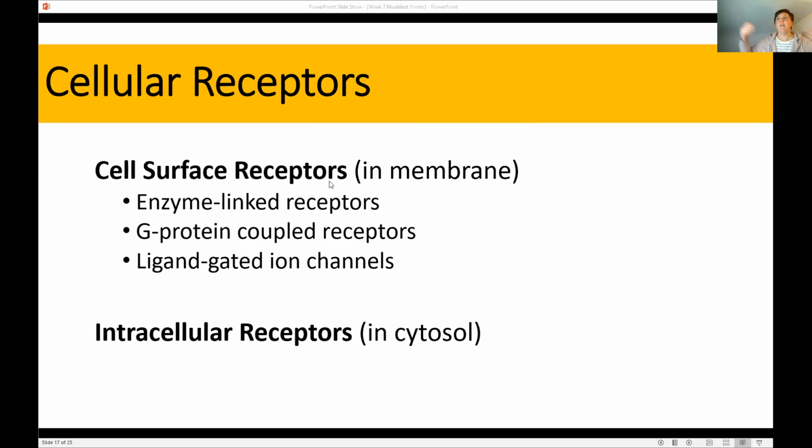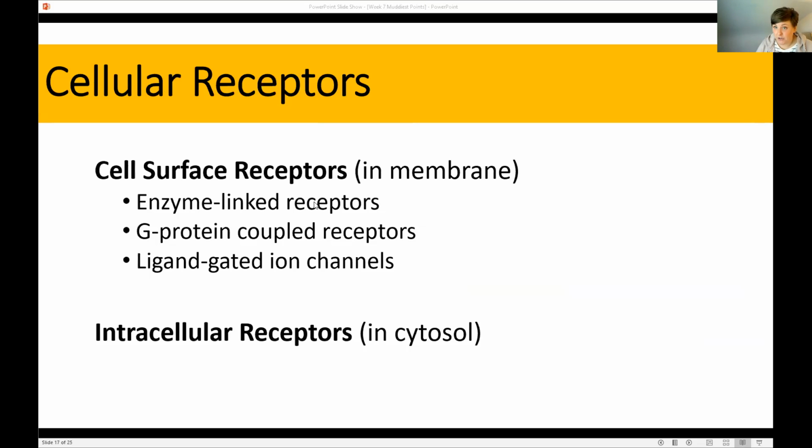Now, with these cell surface receptors, basically all of these are interpreting signals that are outside of the cell and can't pass directly into the cell. Because remember that the cell membrane is selectively permeable. So not everything can pass directly through the cell membrane. The vast majority of ligands cannot pass through the membrane, and so they have to signal through cell surface receptors.